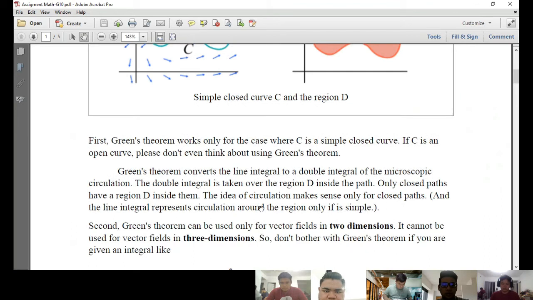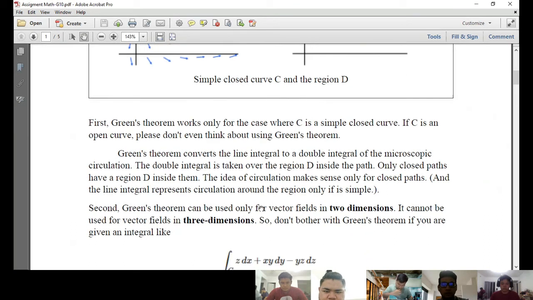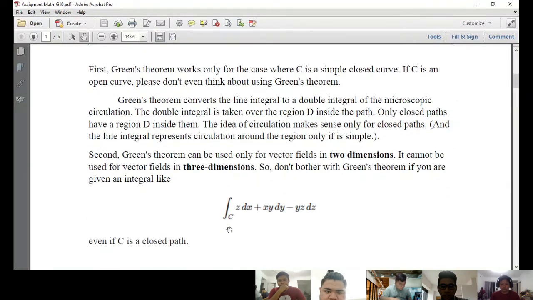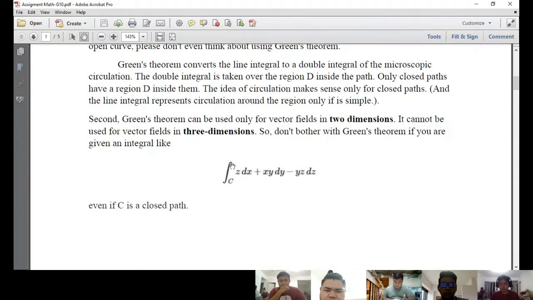Second, Green's theorem can be used only for vector fields in 2D. It cannot be used for vector fields in 3D. So don't bother with Green's theorem if you are given an integral like this equation. This is an integral equation in 3 dimensions. Note that Green's theorem is only used for 2D, even if C is a closed path.